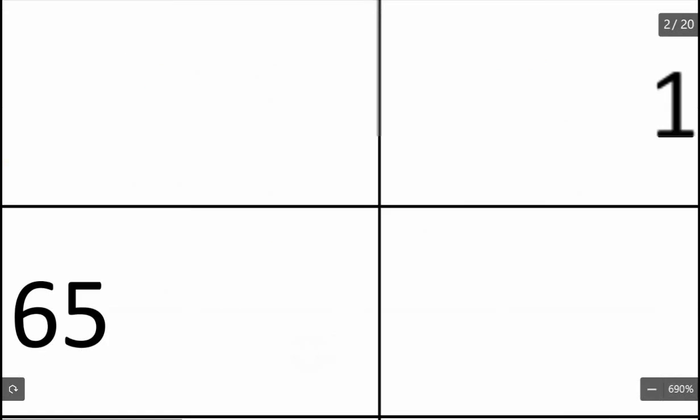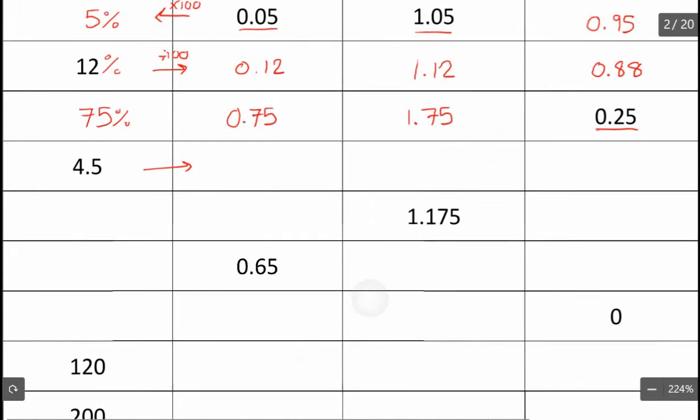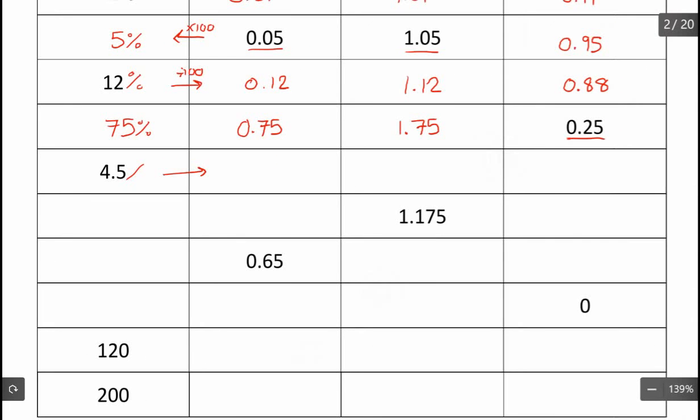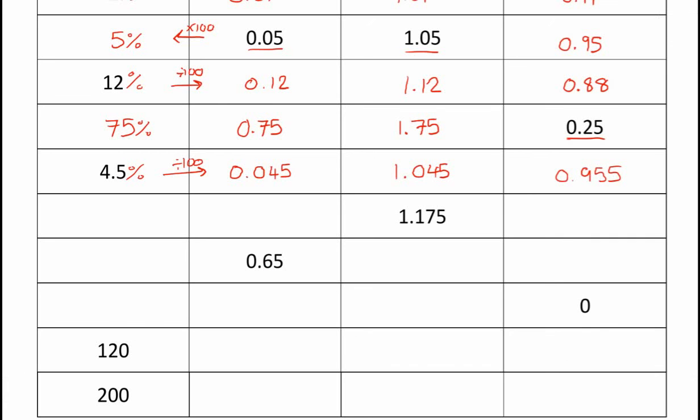4.5%. Sorry. We divide by 100, that will give us 0.045. Everything just moves down 2 places in the place value table. Add that to 1, we would have 1.045. Take it away from 1, that would give us 0.955. You can use a calculator for that if you like.